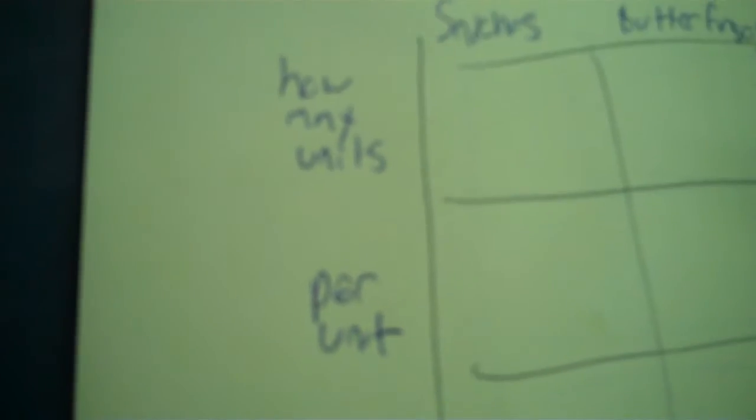Now, on your rows, here's what you're always going to put. You're going to put how many units, per unit, and total. Now, last thing, above per unit and total, not how many, but above per unit and total, you put your dependent unit, which is dollars. These are your independent units, and dollars is your dependent. You put that dollars.